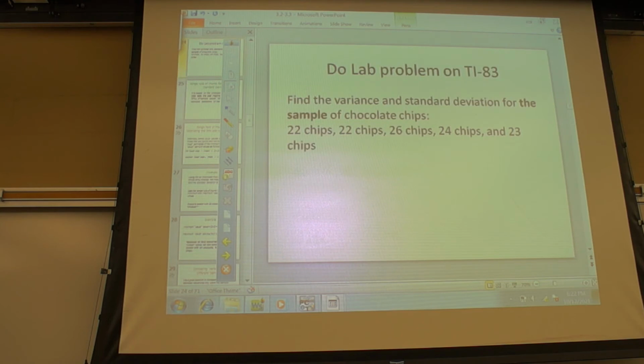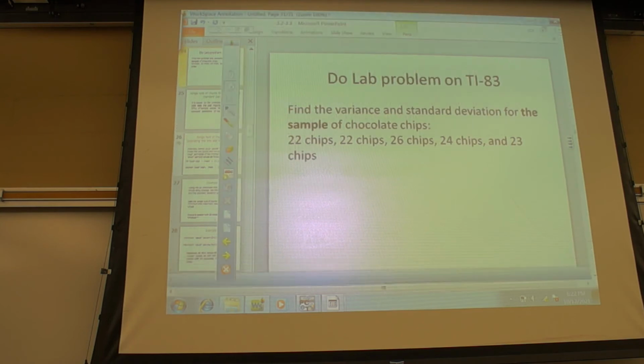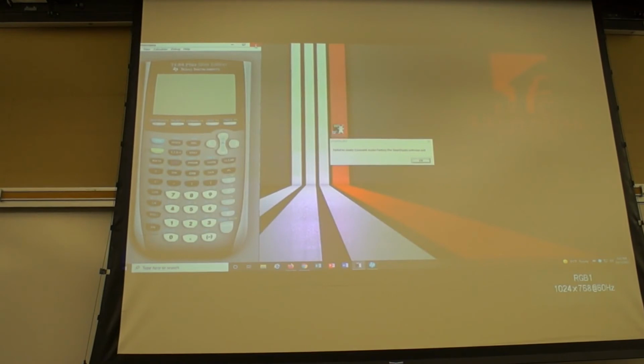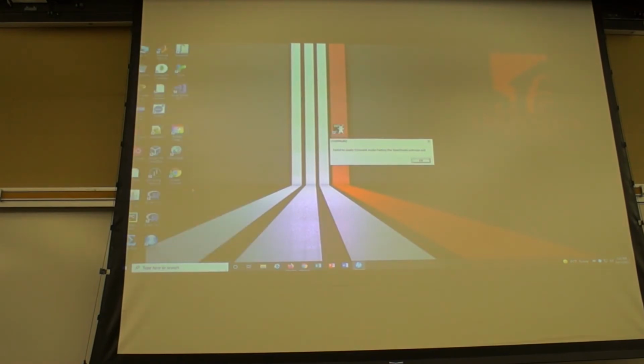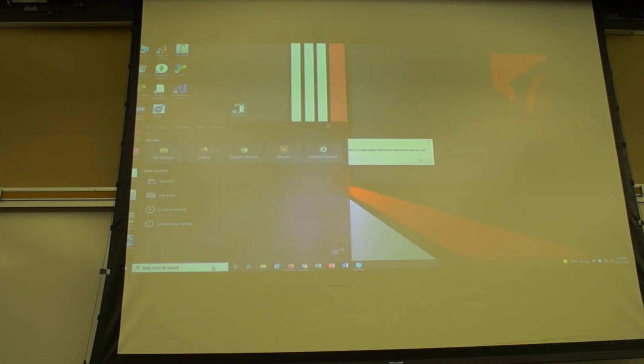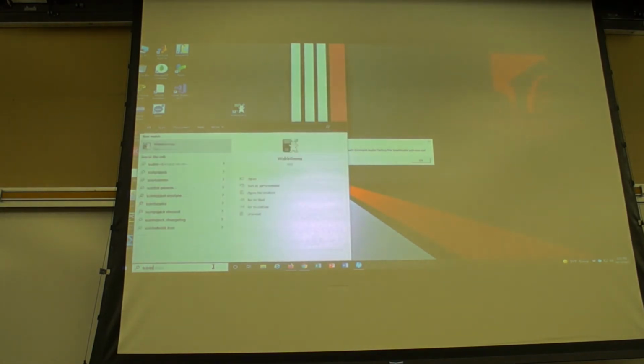All right, so let's take a look at this problem. Everyone bust out your TI-83 or 84 calculator. On your computer, where do you go? Oh yeah, it's right here. I moved it around before. This little Wabbit Emu guy. There's the calculator. If you can't find it, type Wabbit with a W in the search box at the bottom, and it'll pop right up.